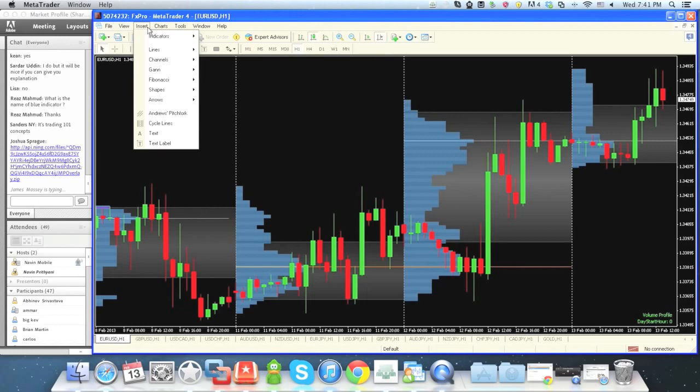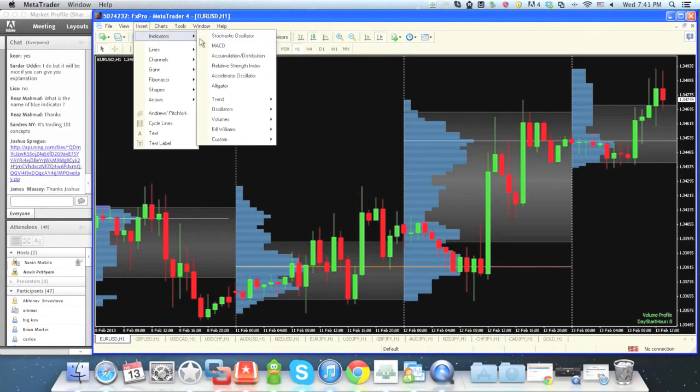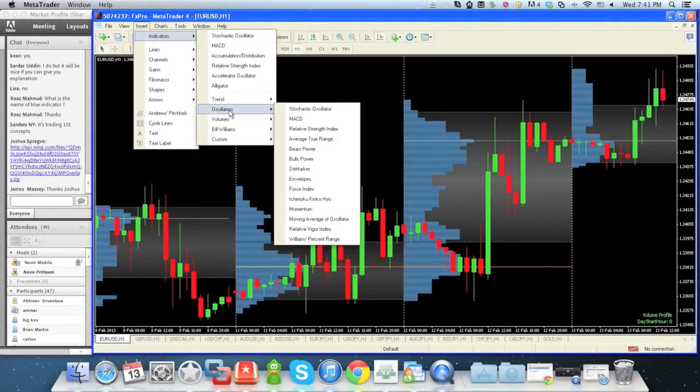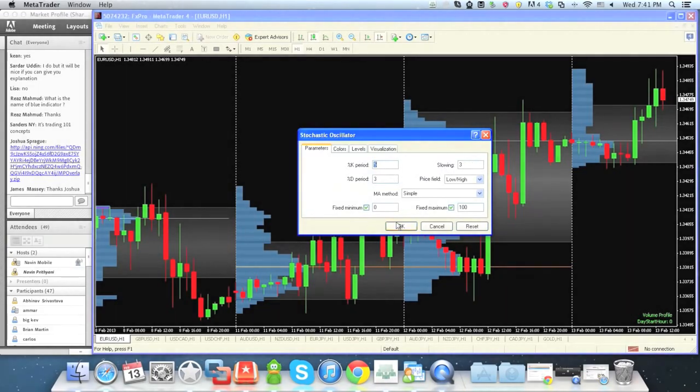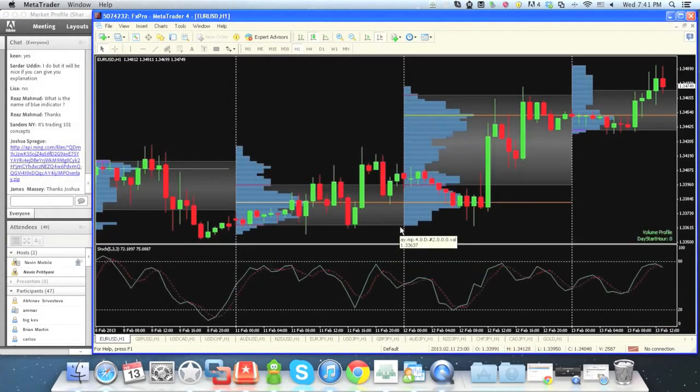How you get stochastics on your screen is you go to Insert, Indicators, and Oscillators. When you go here, you'll see stochastics in your list. I choose the standard settings: K at 5, slowing 3, and percentage D at 3. Just click OK, and I have this nice little thing on my screen.